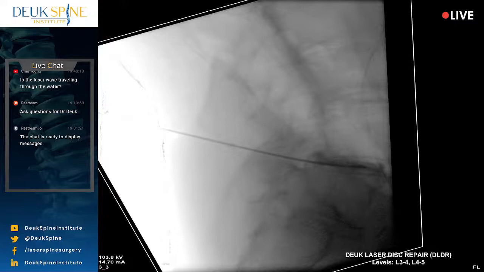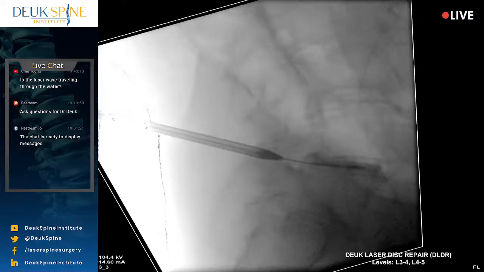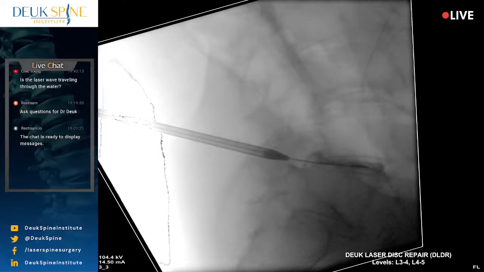We have one question from YouTube. It says, is the laser wave traveling through the water? The answer is no. The water inside there will stop the laser energy, like dead in its tracks. So the laser wave actually comes out of the tip of that glass fiber, the blue fiber.